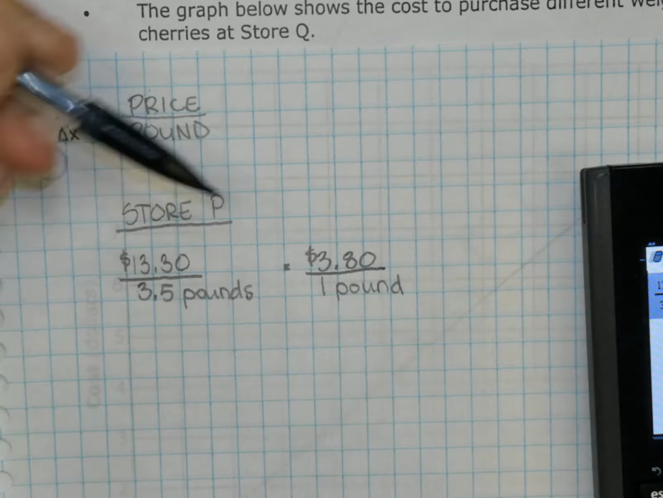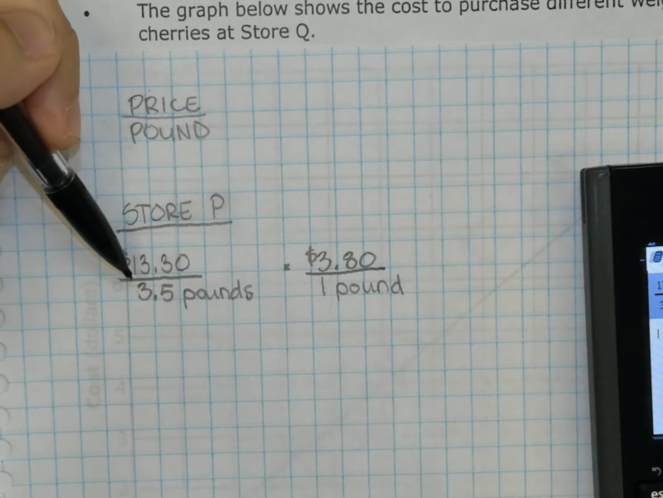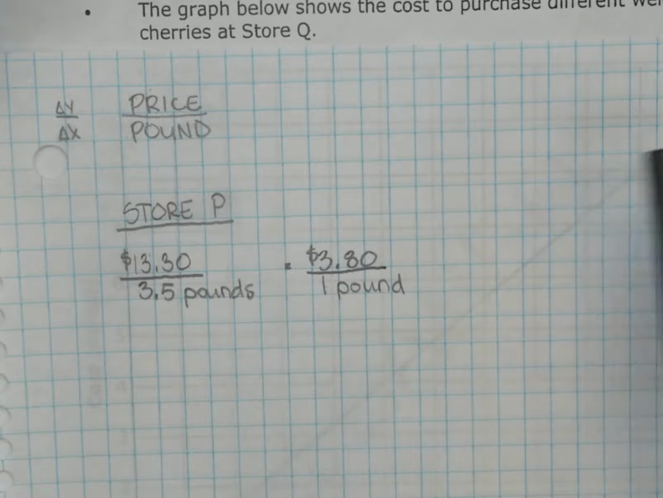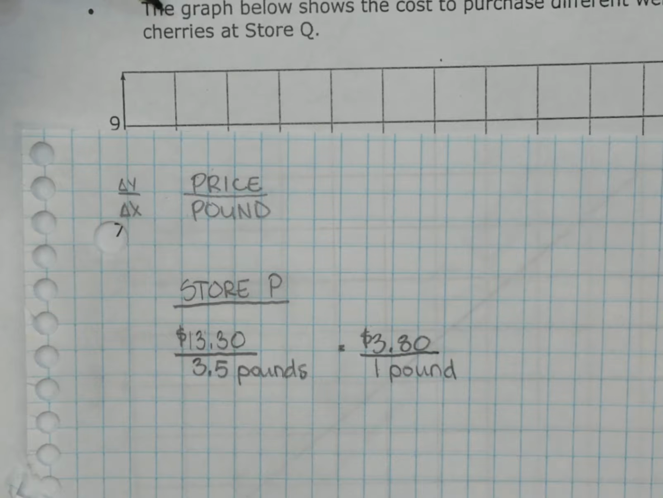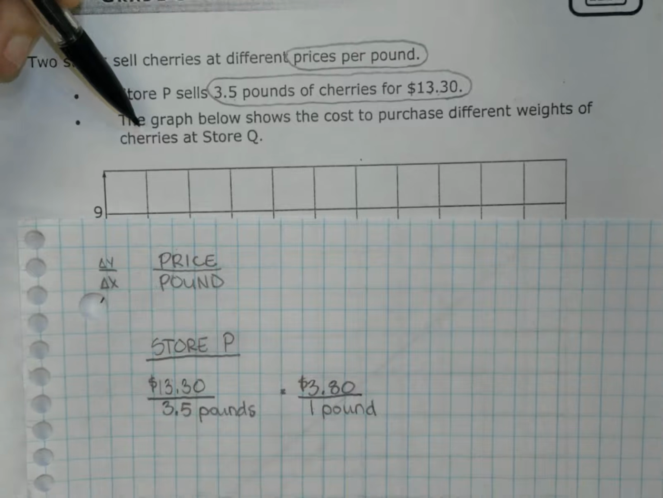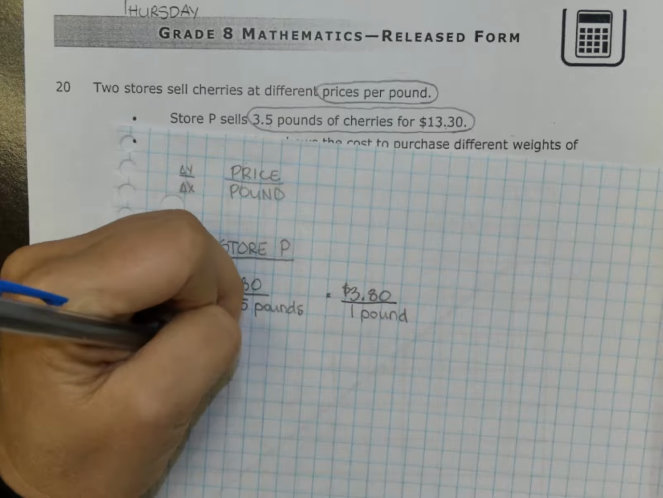Okay, so that's store P. They're charging $3.80 a pound. They can get 3.5 pounds for $13.30. That's information it gave us. Okay, so now next I'm going to look back over here and it says the graph is store Q. I'm going to make some information here about store Q.